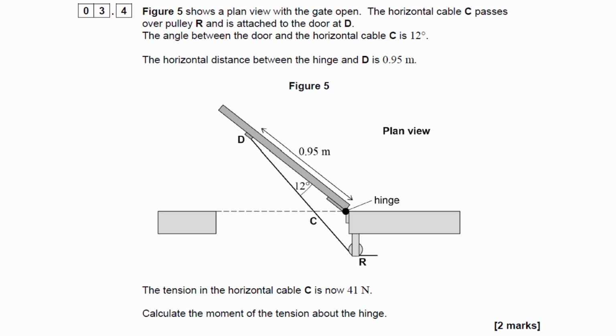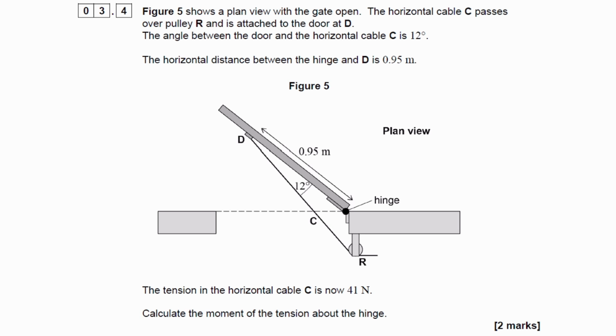So there's two ways in which we can do this. One way is to consider the line of action of the force, which is this line here. Find the perpendicular distance from that line of action of force to the pivot, to the hinge, which will be this line here, such that this is 90 degrees. That will be the perpendicular distance from the line of action of the force to the pivot. Once we have that distance, we can then multiply that by force, the 41 newtons, to then get the moment of that force.